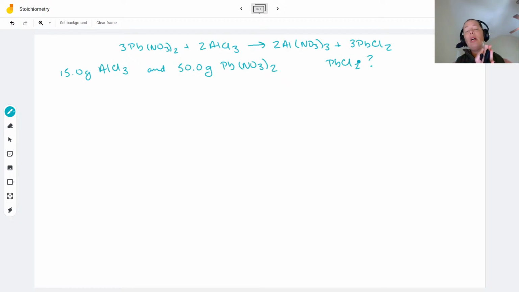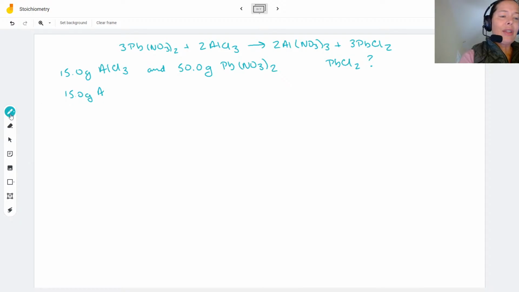Okay, so to do a limiting reagent problem, we need to first figure out which one of our reactants is going to run out first, because that is going to limit how much product we're going to form. In order to do that, I need to be able to compare the two reactants, which means I need moles. Both of these are in grams, so I'm going to convert both of them into moles for my first step. Let's start with my 15 grams of aluminum chloride.